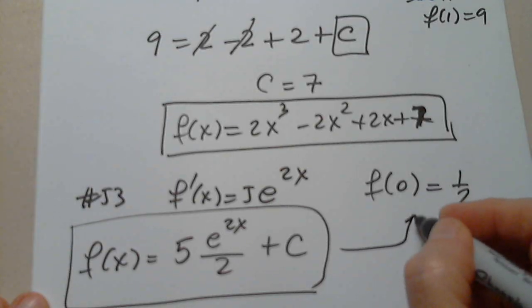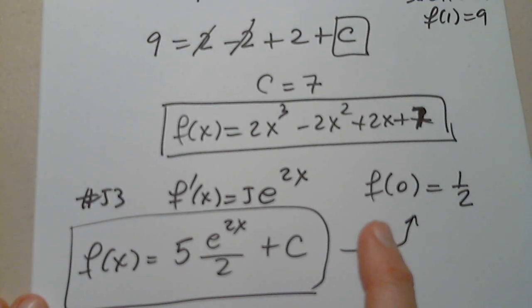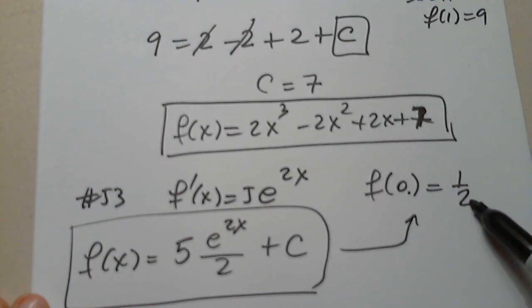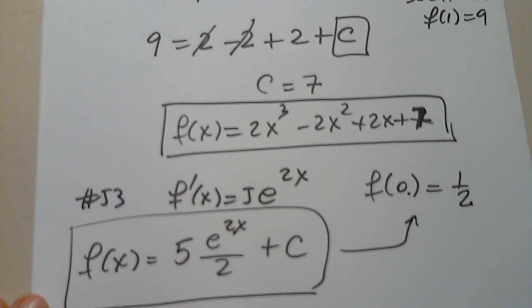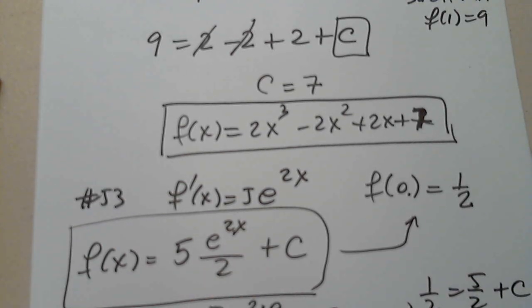They want us to determine the unique one, just one, not infinitely many, such that when I plug in 0 for x, the function value is 1/2. So 1/2 equals 5/2 e^(2 times 0) plus a constant c. But how much is e^0? Is it just 1? Exactly. e^0 is 1, so then I have 1/2 equals 5/2 plus a constant c.